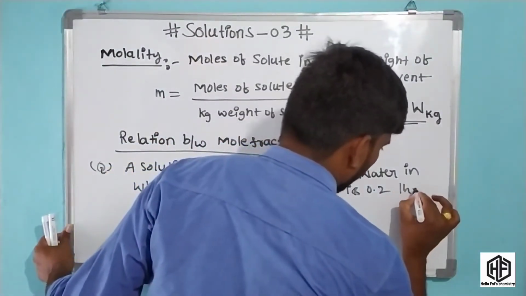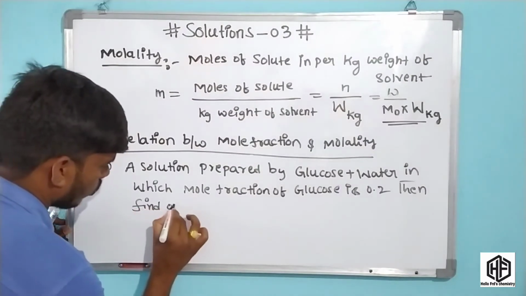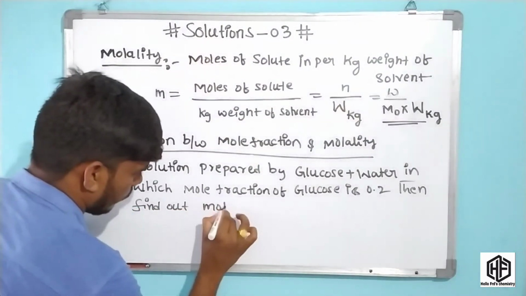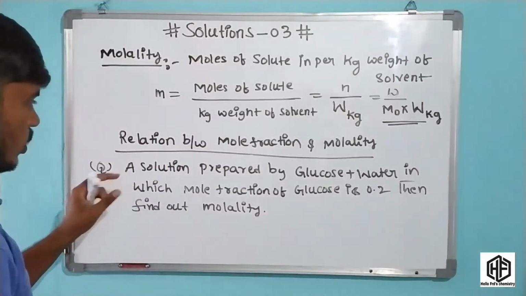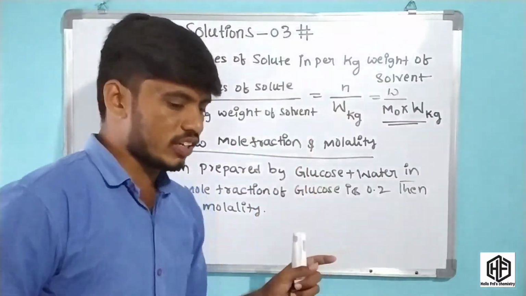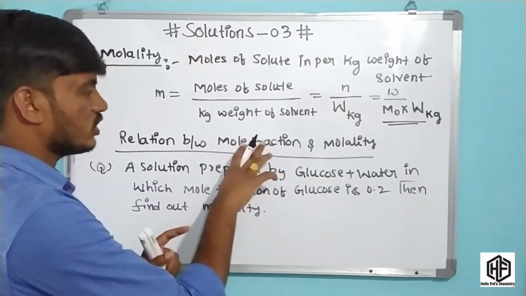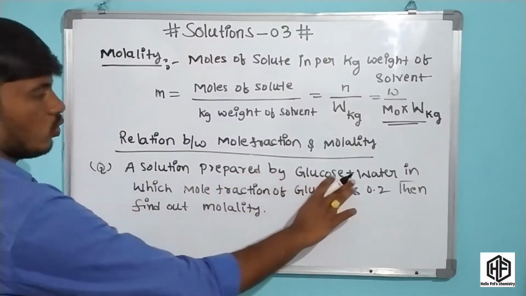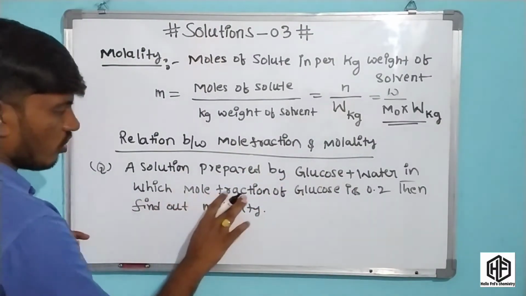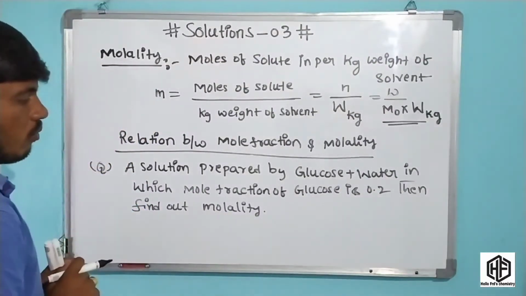Then find out the molarity. This is very important, friends. Now, the relation between mole fraction and molarity: in this example we have to draw the relation between the mole fraction and molarity formula. A solution prepared by glucose plus water in which the mole fraction of glucose is 0.2. Then find out the molarity.